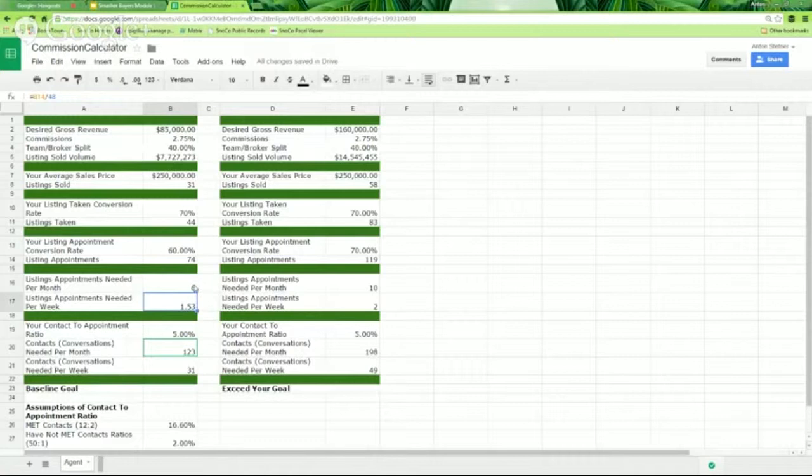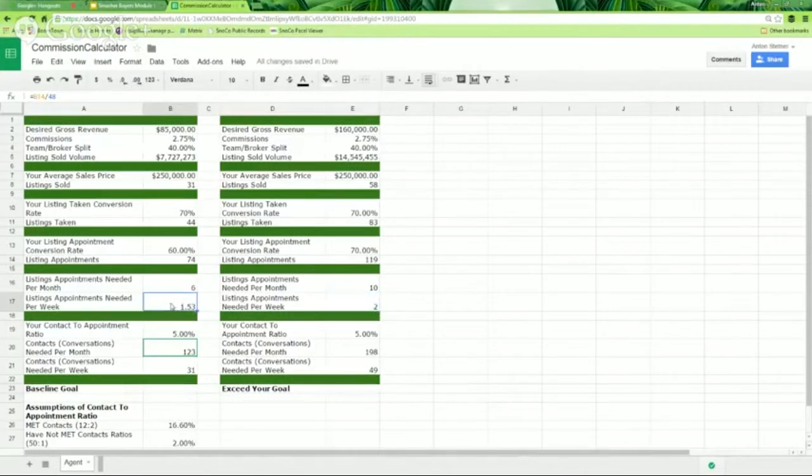Okay, the other thing to understand is now we're looking at the listing appointments per month, listing appointments per week. Now, 6 a month, 1.5 a week. Guess what? You can't have a half of a listing appointment a week. So this number becomes 2. You try to hit 2 every week. Guess what? If you're hitting 2 every week, you hit your stretch goal. Do you guys see that? You know these little details are really good to know.